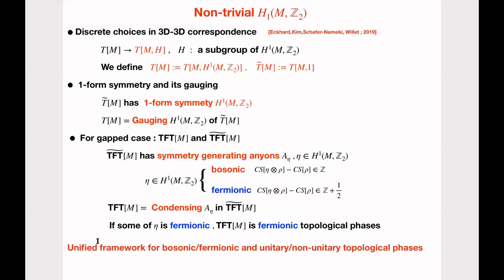So we give a unified framework of bosonic, fermionic, unitary and non-unitary topological phases. Depending on which three-manifold you choose, we can obtain the bosonic topological phase, or a fermionic topological phase, or unitary and non-unitary topological phases.